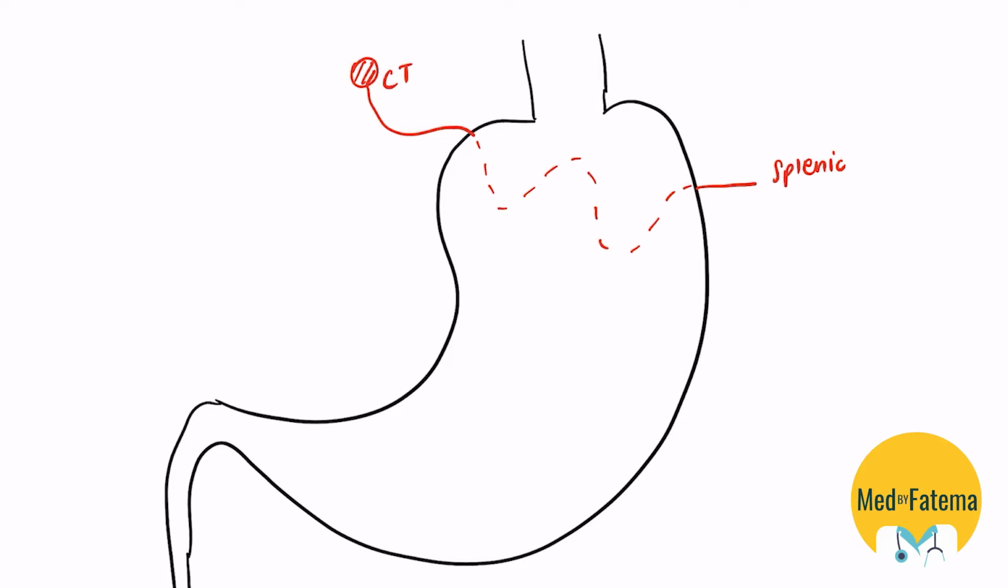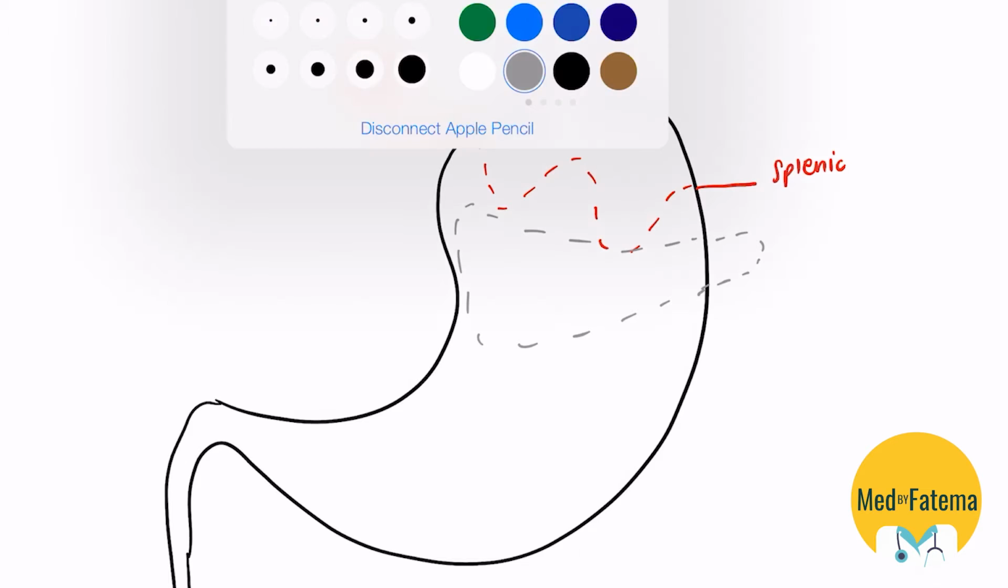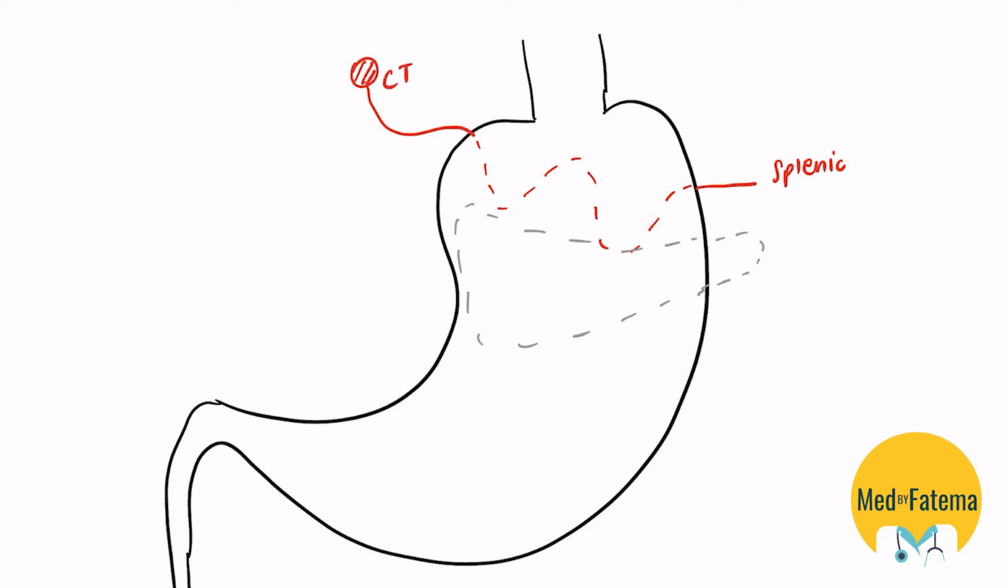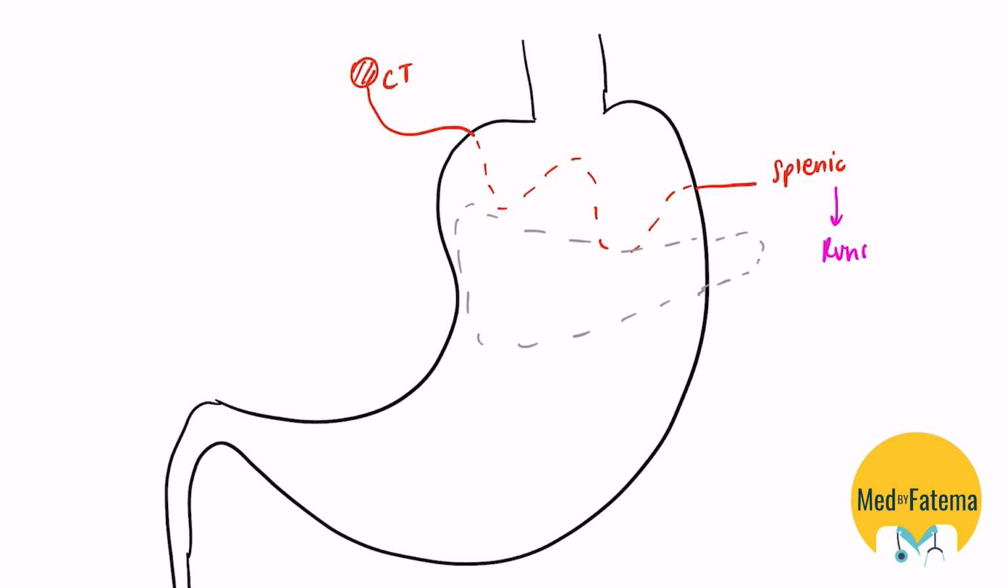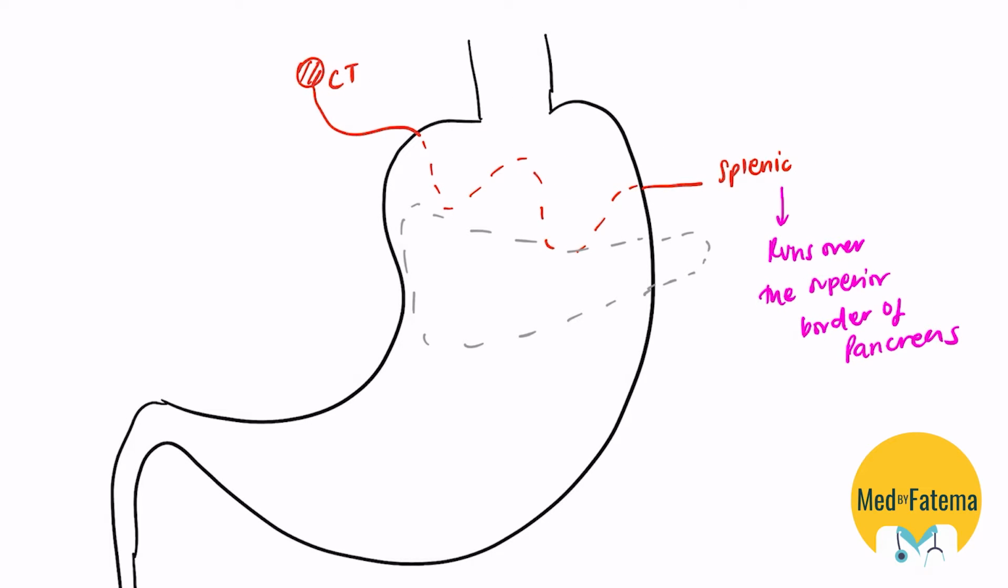The other thing to remember is that the pancreas, as we discussed, which is posterior to the stomach as well, lies about just there. Now, the thing to remember is that the splenic artery runs over the superior border of the pancreas, and therefore it actually supplies the pancreas as well, before it moves towards the spleen, which is obviously towards the left of the stomach, as we previously saw.